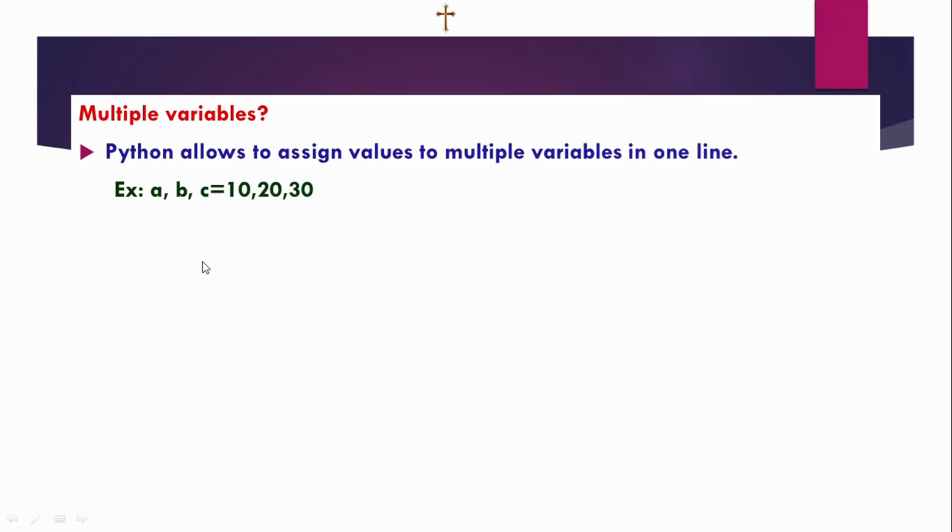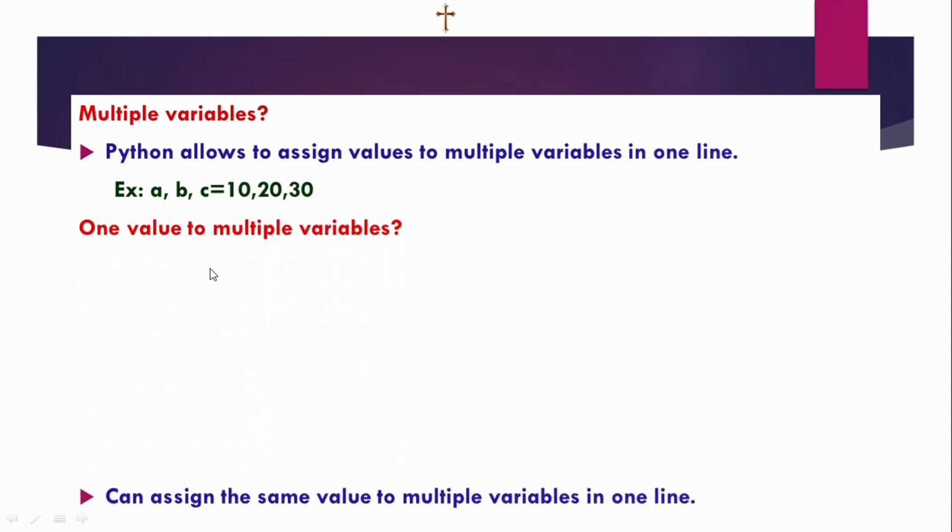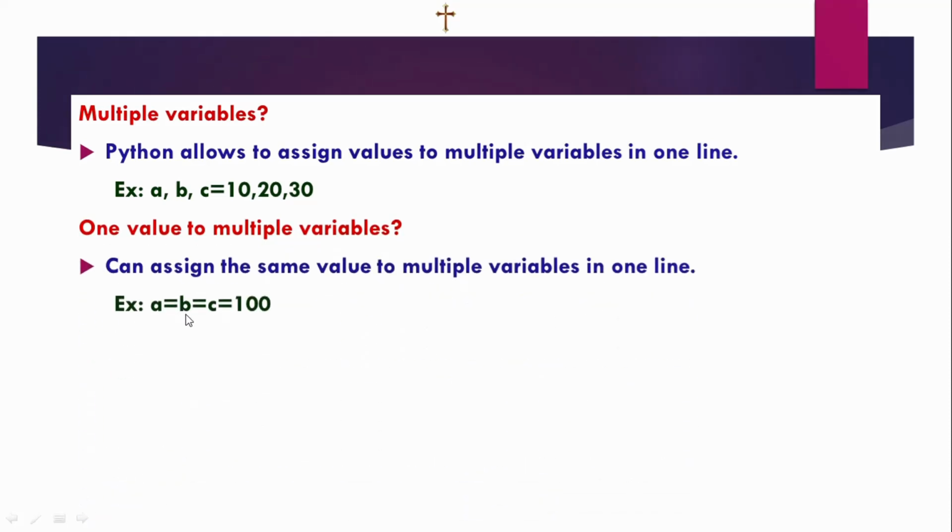Then one value to multiple variables: the same value can be assigned to multiple variables. Example, a is equal to b is equal to c is equal to 100. So a is 100, and also b is 100 and also c is 100. If you want to assign multiple values to multiple variables, you should use the comma. Here, to assign the same value to multiple variables, you should use the equal symbol.